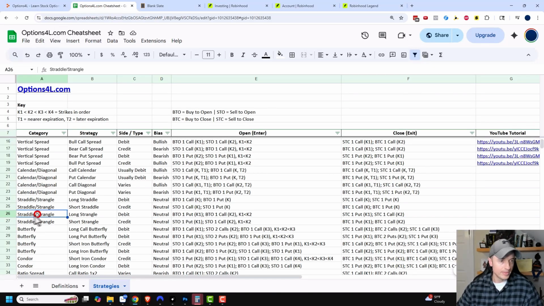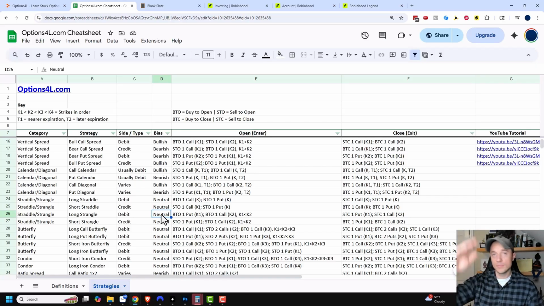So what we're looking at is the long strangle. It is a straddle/strangle category. This is a debit trade, meaning that you have to spend money in order to open this particular trade. They say it's a neutral bias, but really you need the underlying asset to either go way up real fast or way down real fast. You don't want it to actually stay flat or neutral. You really need a big move up or down.